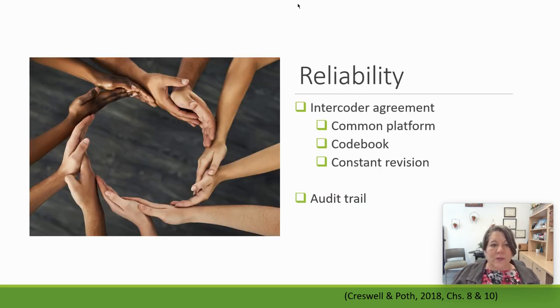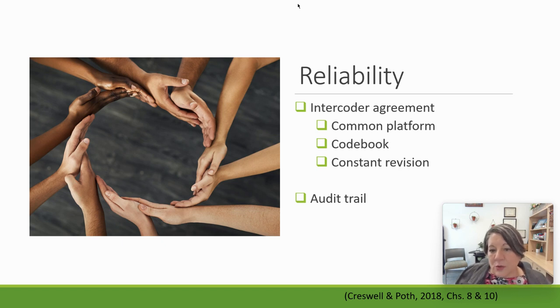Okay, so we've talked about trustworthiness, which is our validity from the reader's perspective, the researcher's perspective, and the participant's perspective. Now let's talk a little bit about reliability. How do we know that this is repeatable? Well, one of the ways that we do that is by having multiple coders, if at all possible, and having intercoder agreement. So this would be using that common platform like Dedoose, or everybody using the same method to do their coding, using a code book so that everybody, by the time you are done with the product, is using the same codes, and you're constantly revising, you're constantly talking.